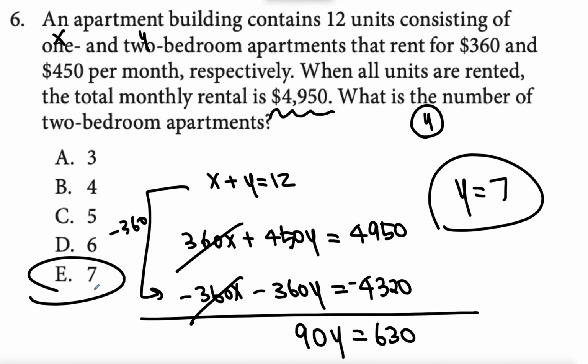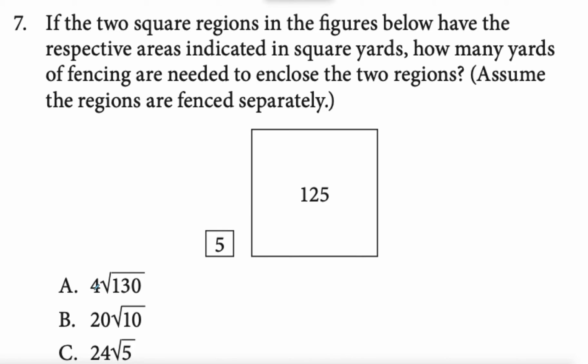Alright, let's look at the next question. Number 7. If the two square regions in the figure below have the respective areas indicated in square yards, so 5 and 125, you can see that this is a whole lot bigger. In fact, you have to multiply by 25 to get 125 from 5. Now, the question is, how many yards of fencing are needed to enclose the 2 regions? So meaning both of them.